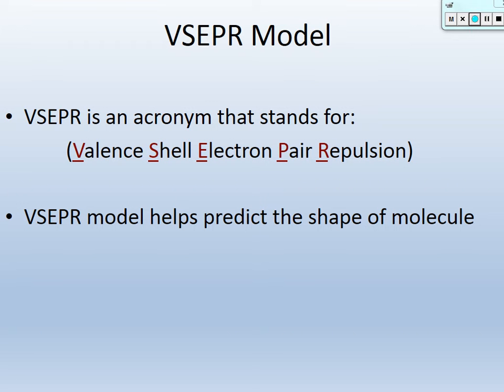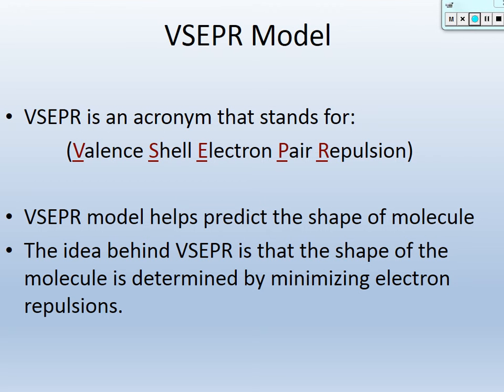This VSEPR model helps us predict the shape of molecules and what shape they're going to take. The idea behind VSEPR is that the shape of the molecule is determined by minimizing electron repulsions. Guys, if this was an electron right here and I put another one right here, and I was to let them go, which way would they want to move?